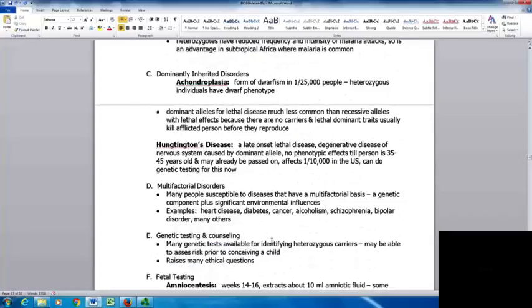With multifactorial disorders, you have a lot of people that are susceptible to diseases on a multifactorial basis. There's a genetic component as well as a significant environmental influence. Some examples include heart disease, diabetes, cancer, alcoholism, schizophrenia, bipolar disorder. There are likely many others that are going to be in this category as well.